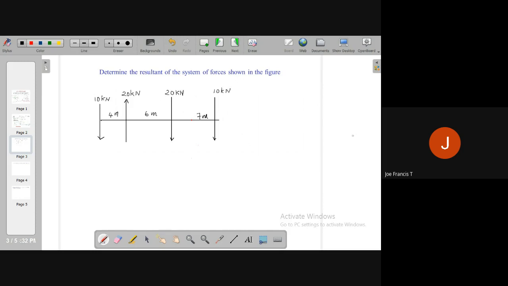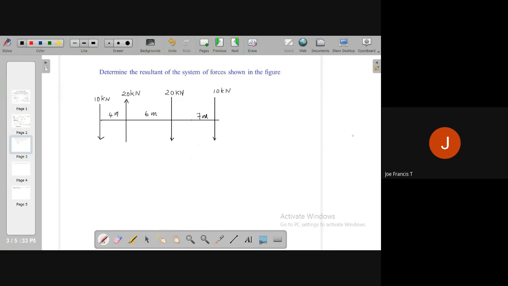Right. So there are 3 things here when it comes to parallel forces. You need to find the magnitude of the resultant force, the direction of the resultant force, and third, the point where this resultant acts. So 3 things: magnitude, direction, and the point of action. 3 things you need to find. Let's find the magnitude of the resultant force. How will you find the magnitude of the resultant force here?